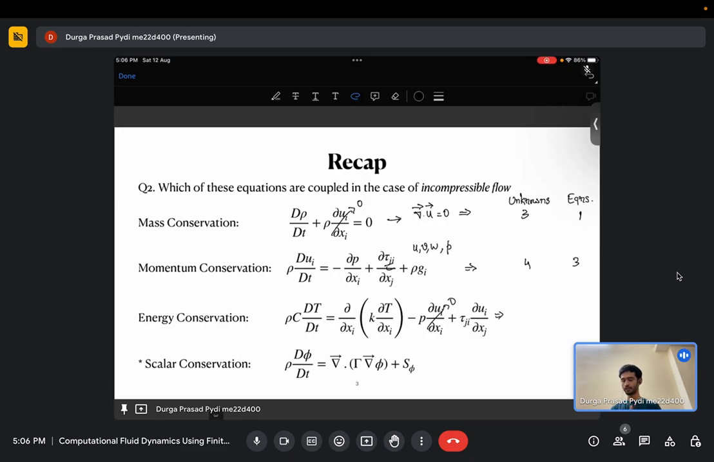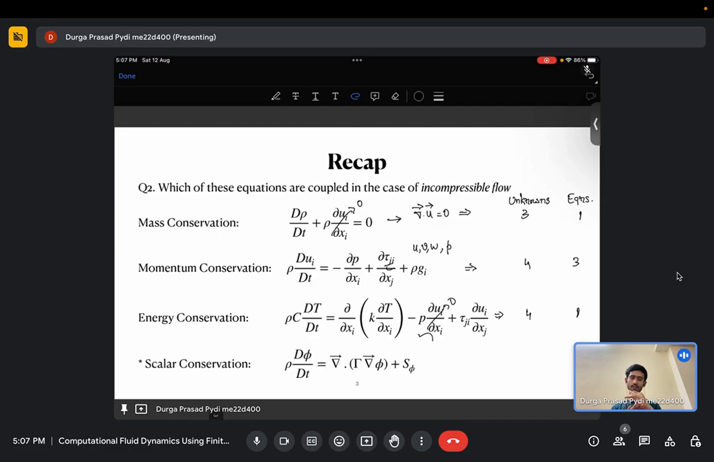Now when we go to temperature, here we are having the temperature, and since it is an incompressible flow, the pressure term goes off. So we are left with the temperature and 3 velocities as unknowns, and we have 1 equation. So now if you see for mass and momentum conservation, if I take both the equations together, I have 4 unknowns and 4 equations. So I can solve them for an incompressible flow and then get the values for all the 3 velocity components and 1 pressure value.